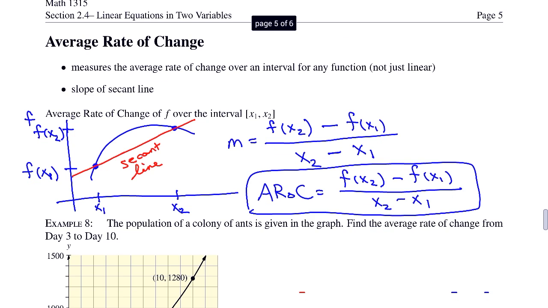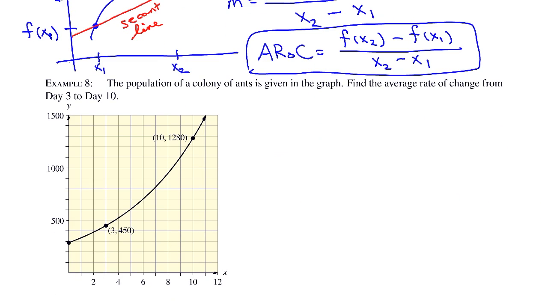For example, number 8. The population of a colony of ants is given in the graph. Find the average rate of change from day 3 to day 10. So here we'll use the average rate of change formula with day 3 and day 10. The average rate of change is going to be the slope of the secant line that goes through the point at day 3 and the point at day 10.